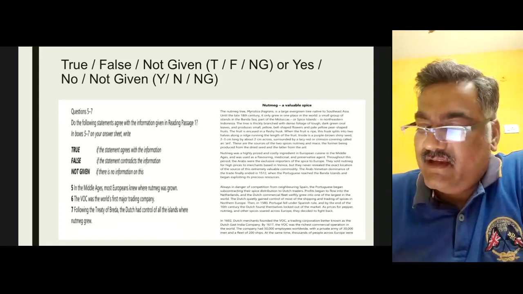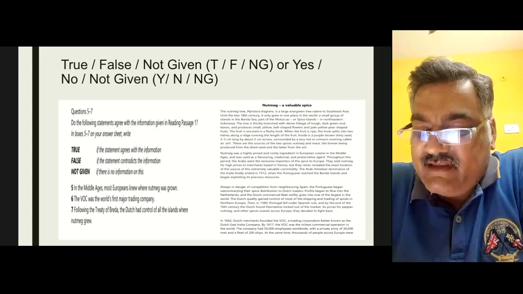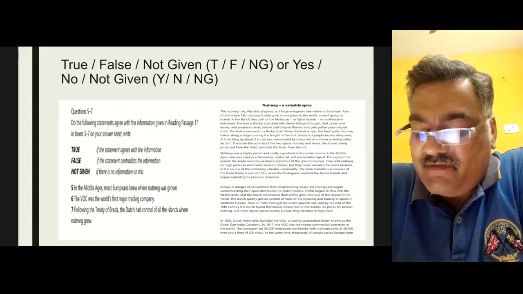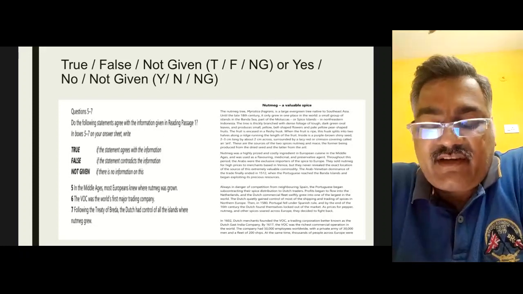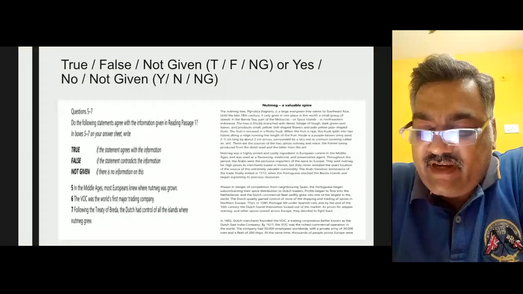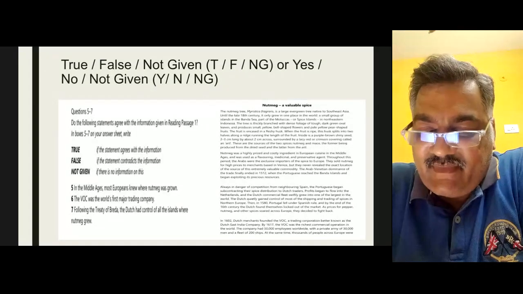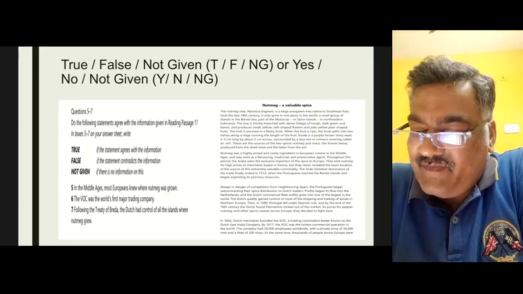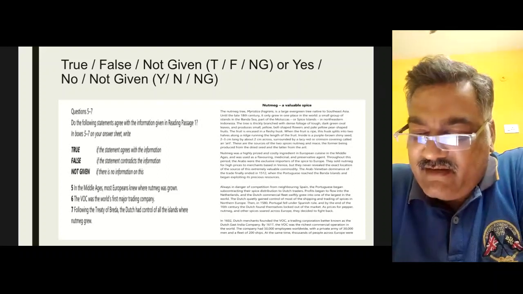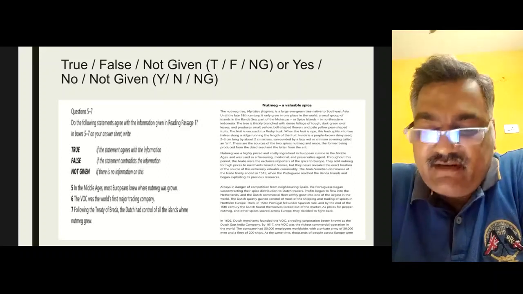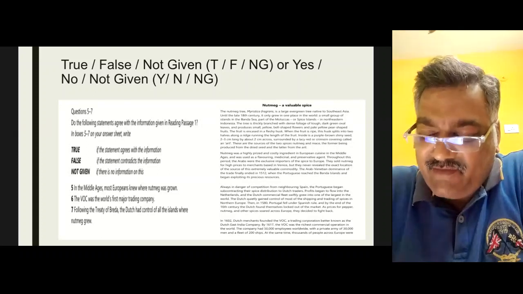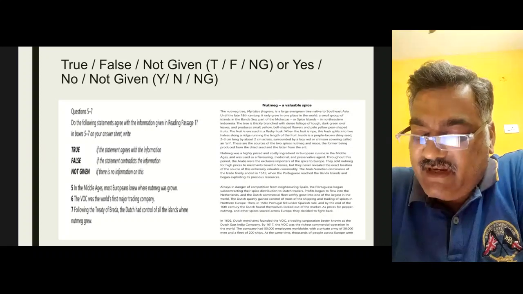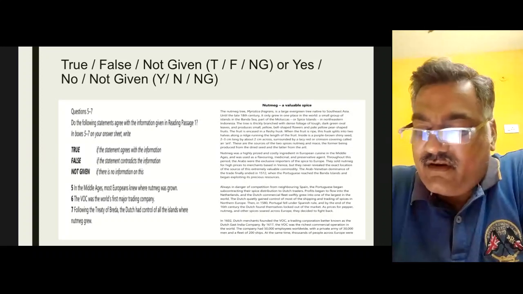All right. Now this particular slide tells you about true false not given or yes no not given. How it appears. If you look at the instructions to the left of your screen, you can see questions 5 to 7. Do the following statements agree with the information given in passage 1. The passage is to the right of your screen. In boxes 5 to 7 on your answer sheet, write true, false, not given. And they've given us 3 statements. We need to identify whether it is correct or wrong.